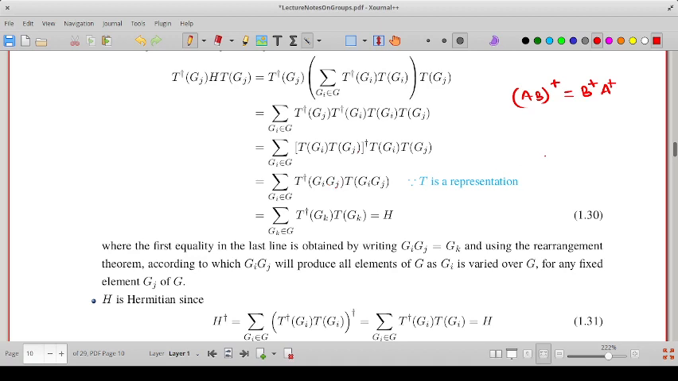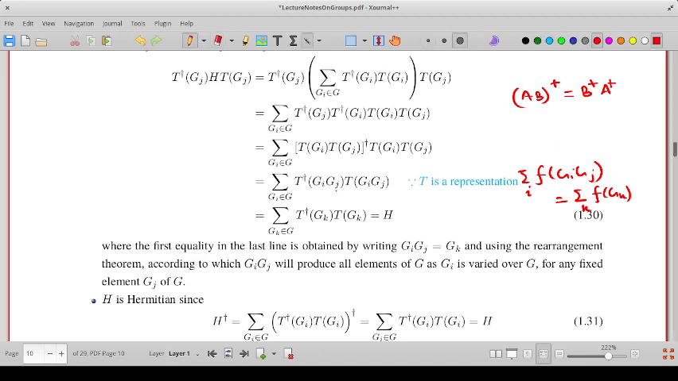So if I multiply all elements of the group G with a particular element GJ, the rearrangement lemma says that it reproduces all the elements of the group, but in a different order. So instead of taking summation over GI, I could also take summation over the product GI GJ. So if I call GI GJ as GK, so summation over I of F of GI GJ is equivalent to summation over K of F of GK, where GK is equal to GI times GJ. So this is what we learned earlier while discussing the rearrangement lemma.